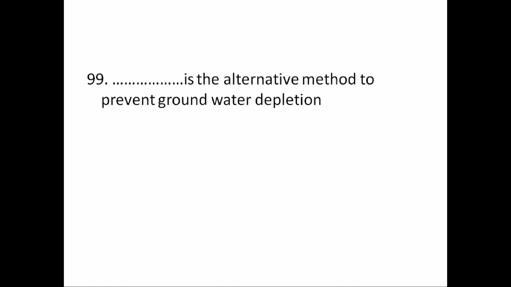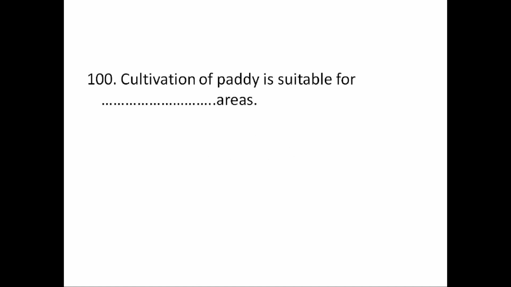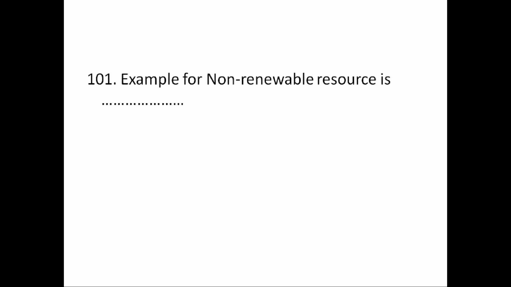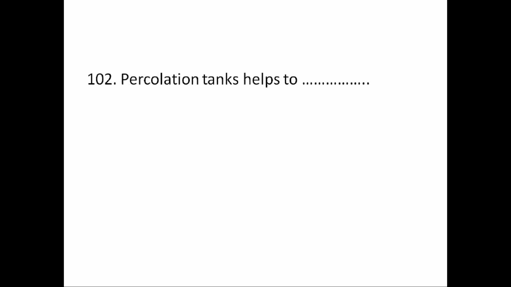Which is the alternative method to prevent groundwater depletion? Watershed. Cultivation of paddy is suitable for which areas? Irrigated. Example for non-renewable resources is petroleum. Percolation tanks help to increase the groundwater level.